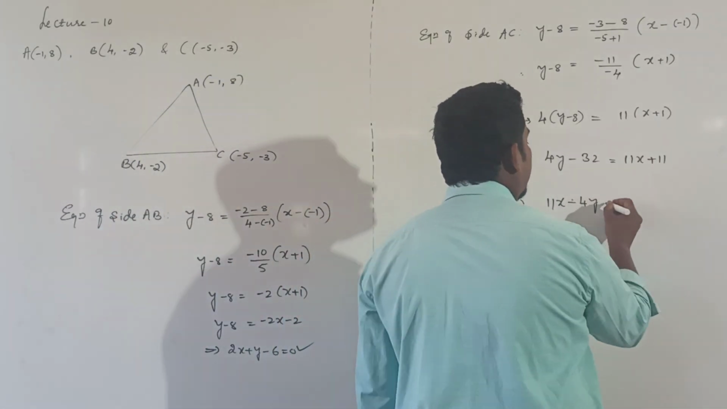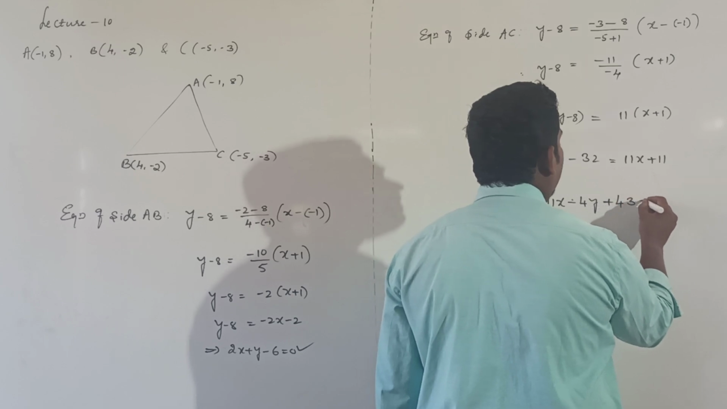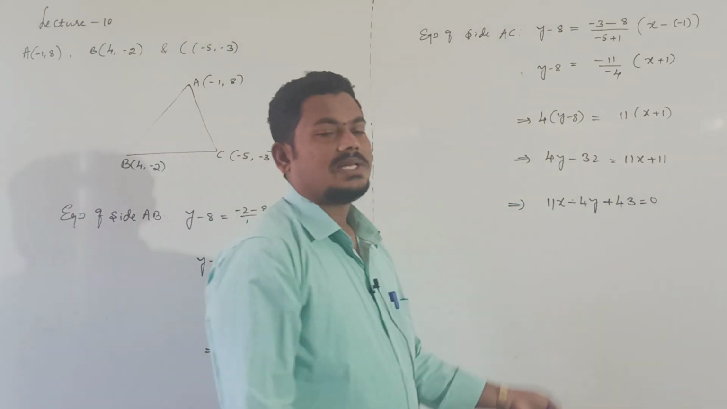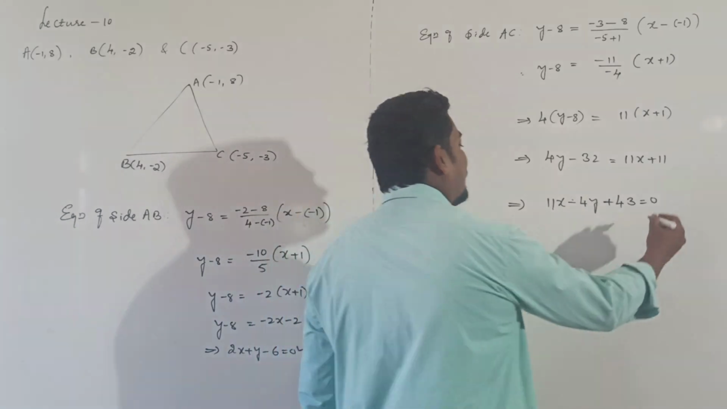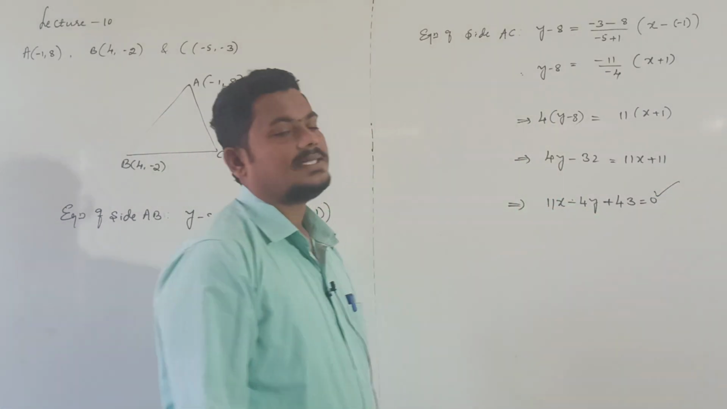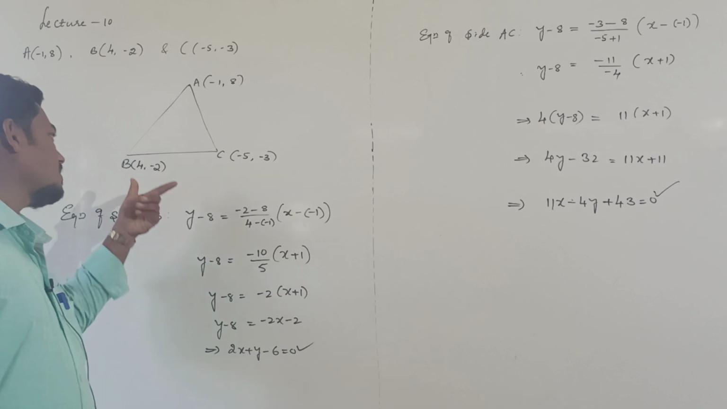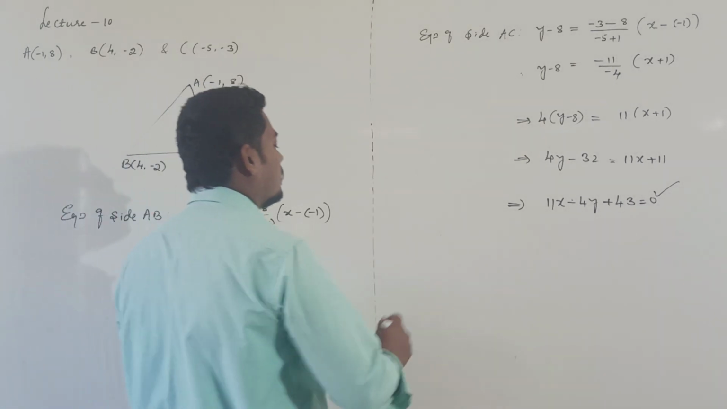Sending it to the RHS, clearly it will be plus 43, right? 32 plus 11. This is the equation of side AC. Tell me the equation of side BC, same formula only.